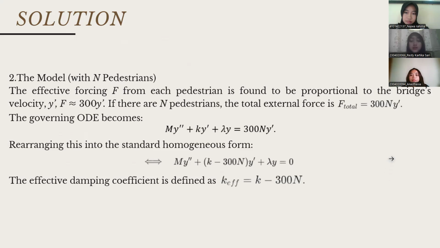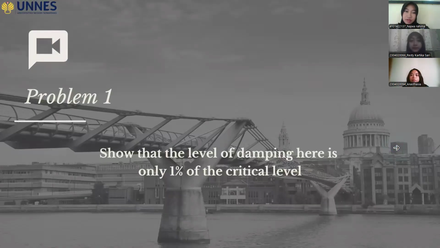And the first problem will be delivered by my partner. Next, please. Okay, problem 1: show that the level of damping here is only 9% of the critical level. Please.